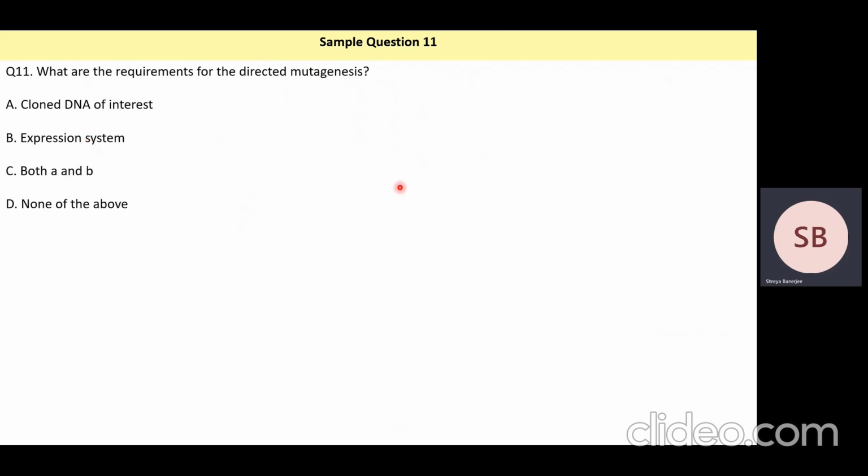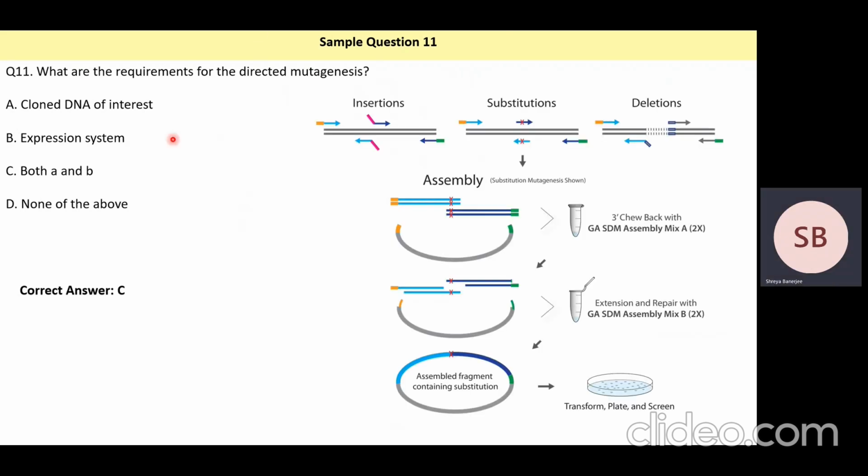Question 11 asks, what are the requirements for directed mutagenesis? So the answer is C. That is, we need the cloned DNA of interest so that we can insert it into the plasmid that we want. And we need an expression system. That is, the plasmid needs to be inserted into E. coli or whatever unicellular bacteria we are using so that it can multiply and make more of the protein. So the correct answer is C, that is both A and B.